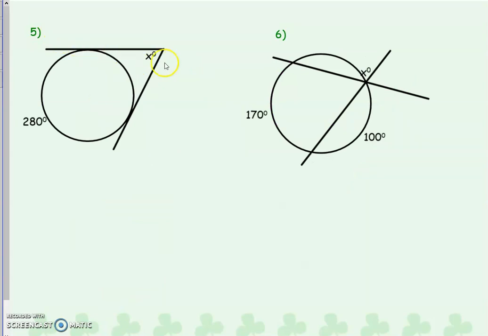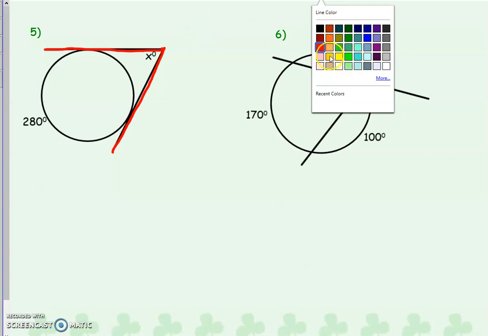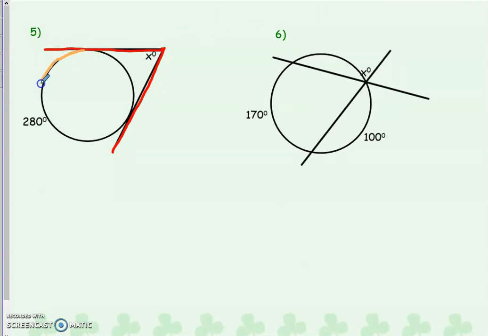Number five, where's the vertex? Well, the vertex is outside the circle. The vertex is right here. And when I trace out the mouth of that angle, those two sides, I see that that angle hits two arcs. And I said two arcs. Let's see them. Here's one arc. From where the mouth hits the circle to where the mouth hits the circle, that's 280.